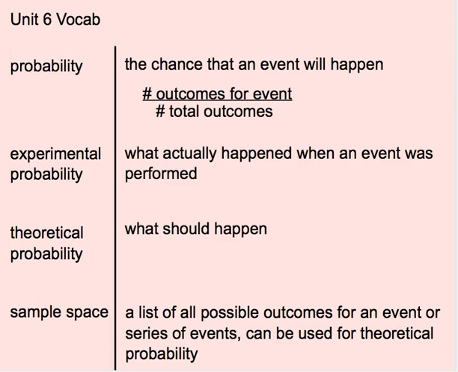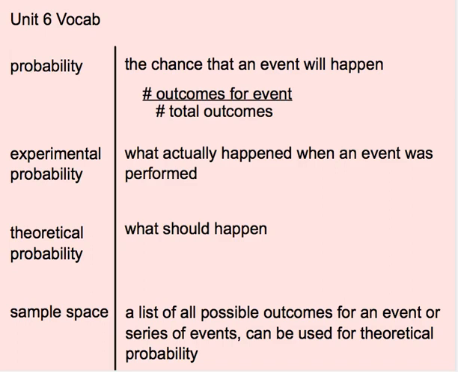And remember, to calculate probability, you take the number of outcomes for that event, whatever event it is that you're looking at, and you divide it by the total number of possible outcomes. Experimental probability, you use the same formula, but you take a look at what actually happened when an event was performed. Theoretical probability, same formula, but you take a look at what should happen when you perform an event.